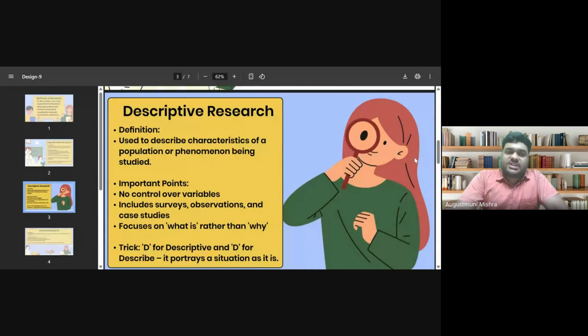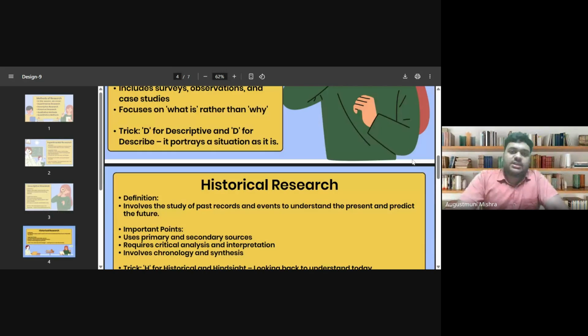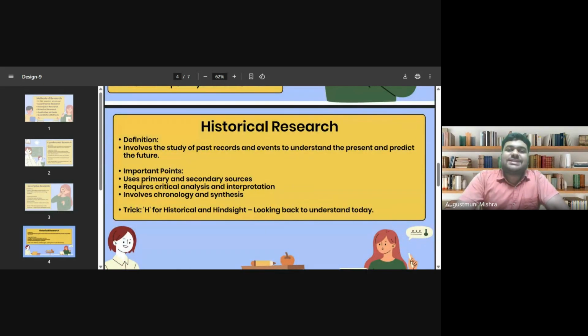Like descriptive research, we already discussed it. Now, what is historical research? This is also a very important one. Whenever we are talking about a study which involves past records and events to understand the present and predict the future, that comes under historical research.